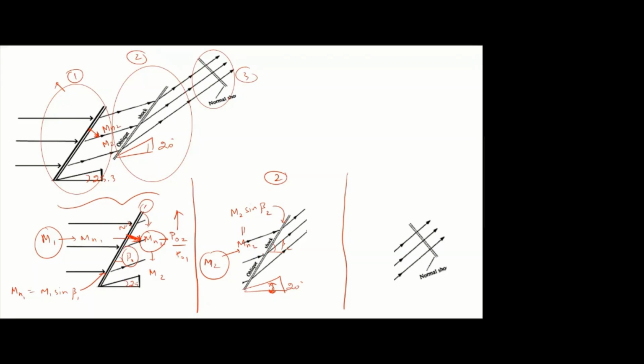So from M2 and using this beta 2, we are finding the new Mn2. Then again using the normal shock table, we can find Mn3, then M3, then P03 by P02. P02 we just found. From there you can find P03. Now how to proceed to the third stage?